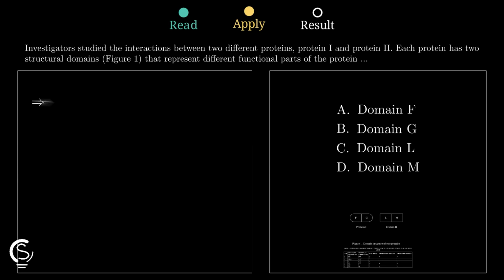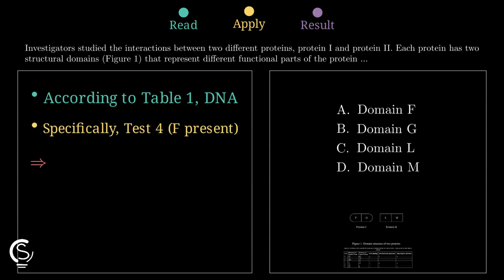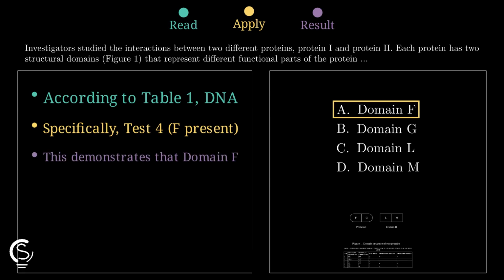Check this out. The strategy points to test 4, where domain F is present and DNA binding still occurs, which makes F the consistent piece linked to binding. That demonstrates domain F is required for DNA binding, so the correct choice is option A, and the specific domain name is domain F.